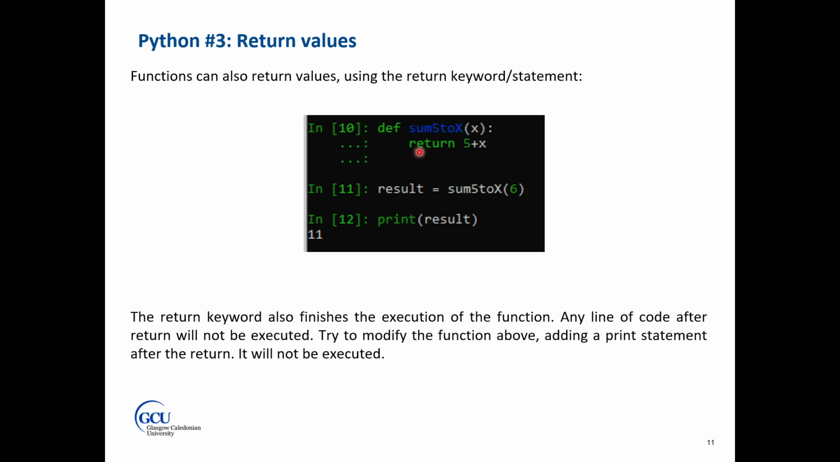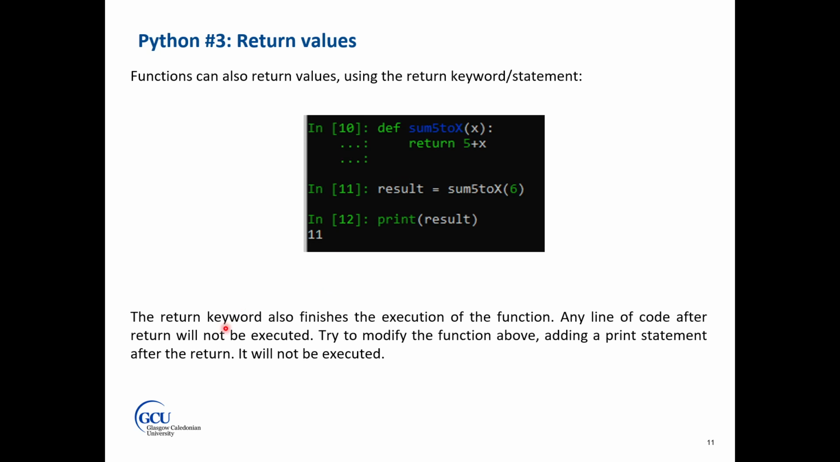The body of this function can have many other lines, but if one of these lines is return 5 plus x, what it's going to do is take the argument, which is going to be 6, substitute it here, add 5, and then return this value, and I can store what the function returns into a variable.